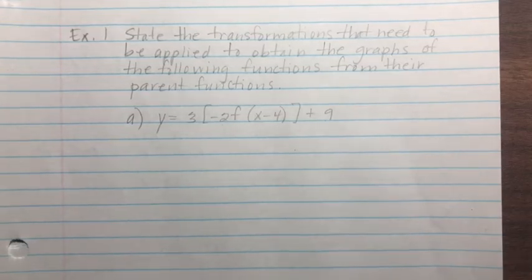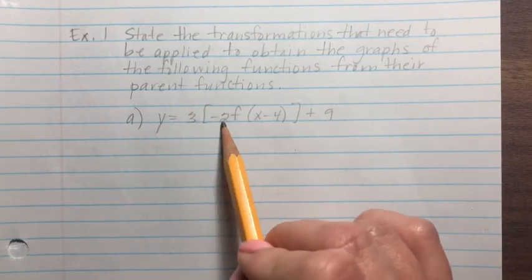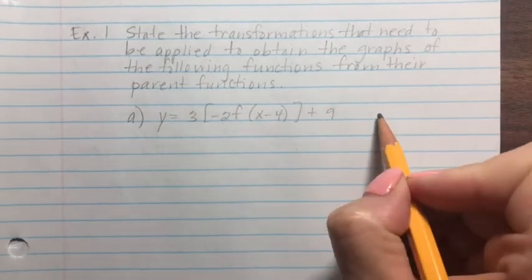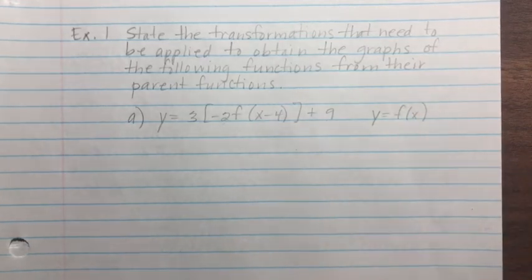Example 1: state the transformations that need to be applied to obtain the graphs of the following functions from their parent functions. So in part A, the first thing we need to do is identify what the parent function is. So pretend as if the numbers aren't there and see what you're left with. If we remove 3, -2, the 4, and the 9, we'll be left with the parent function y is equal to f of x. Okay?